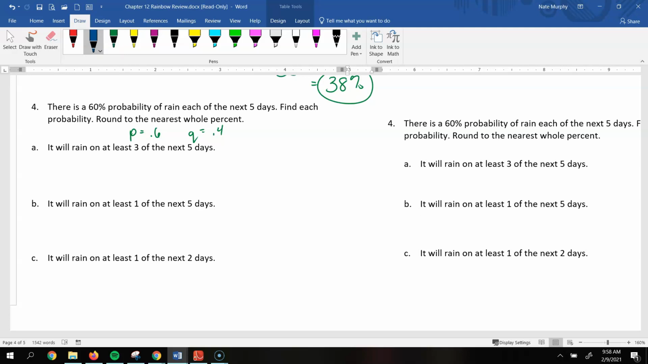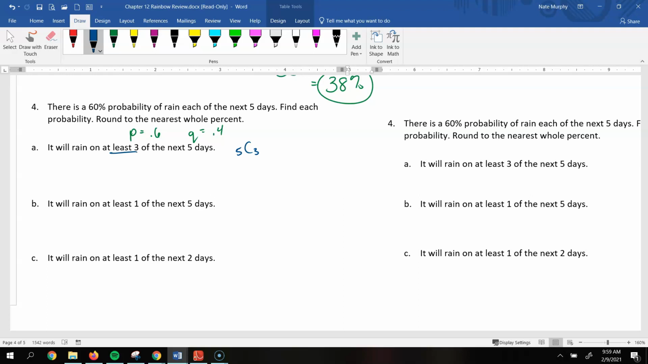So in part A, we want to find the probability that it will rain on at least 3 of the next 5 days. Okay, we're going to have to do a little bit of math here. It says at least. It doesn't say exactly 3. It says at least 3. So we have to do this more than once. So again, 5. We can start with 3 days of rain. So at least 3 days, so the lowest would be having 3 days of rain.